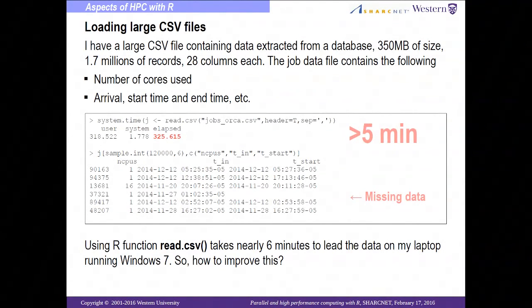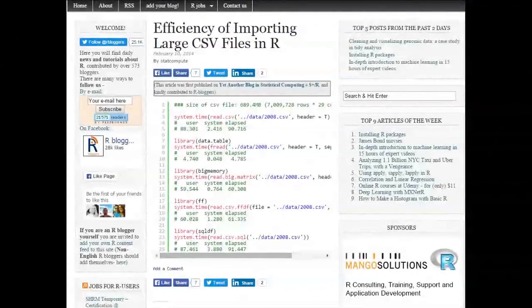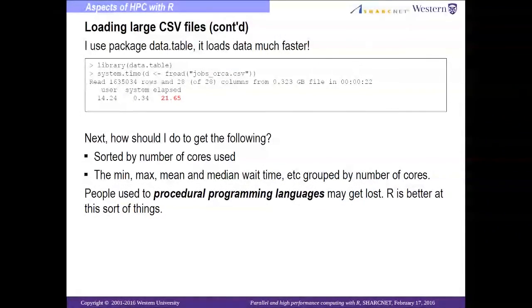So what I did, I Googled a bit, searched, and I found a solution. Someone already tried to use read.table, use the bigmemory package, use ff, and use something else. And it turns out, if you use the package data.table, loading large CSV files into R could be surprisingly fast. So here's what I did.